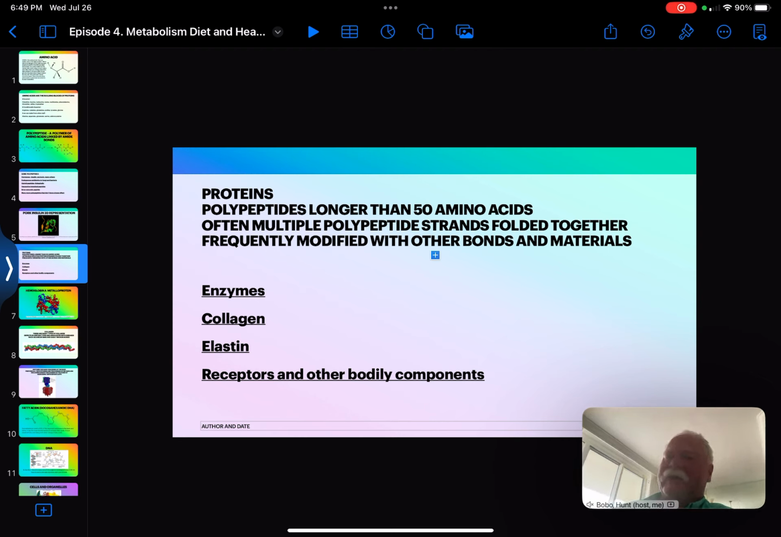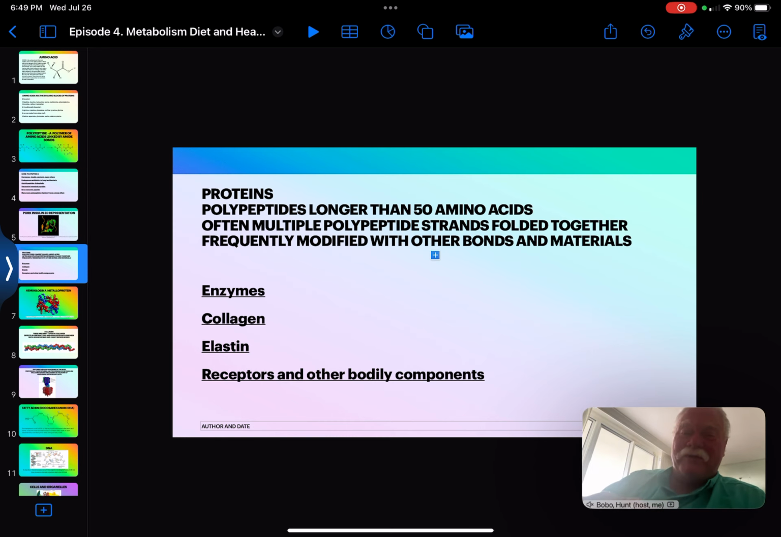Proteins, they're longer and bigger, something longer than 50 amino acids. And they're frequently bonded across cysteine bonds and other type of interconnections that help maintain the three-dimensional structure. Examples of proteins are enzymes, collagen. Elastin is the stretchy yellow ligament that's in your body. And receptors, membrane pumps. Your dermis is mostly collagen. Not the receptors being collagen, but they're proteins.